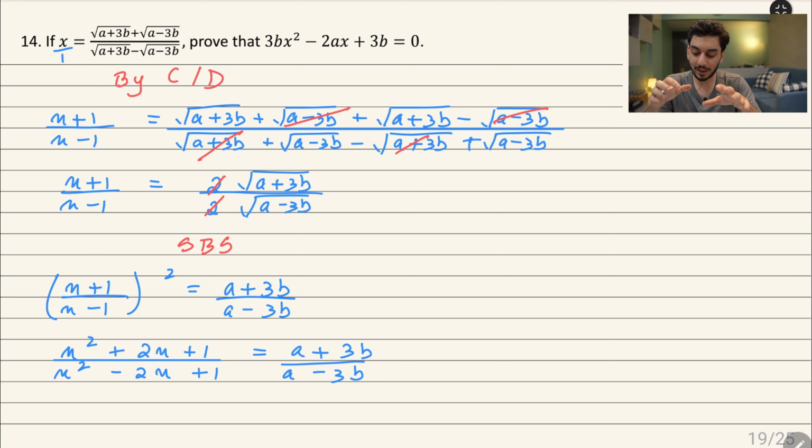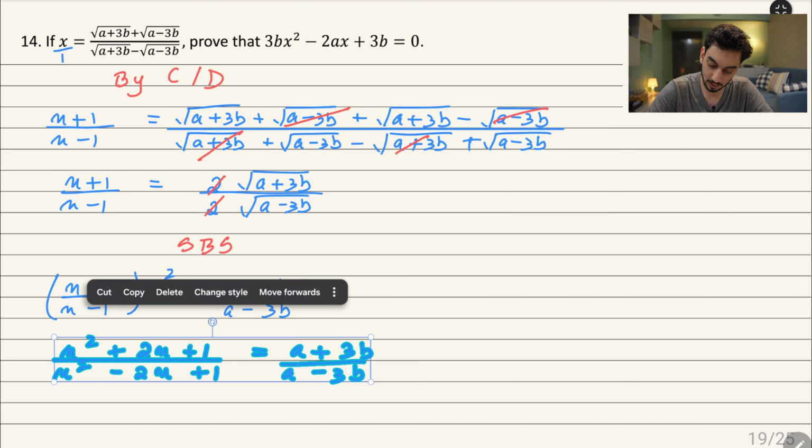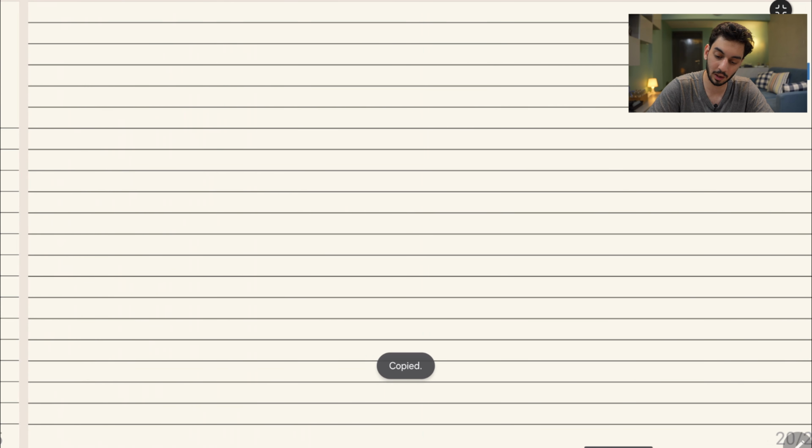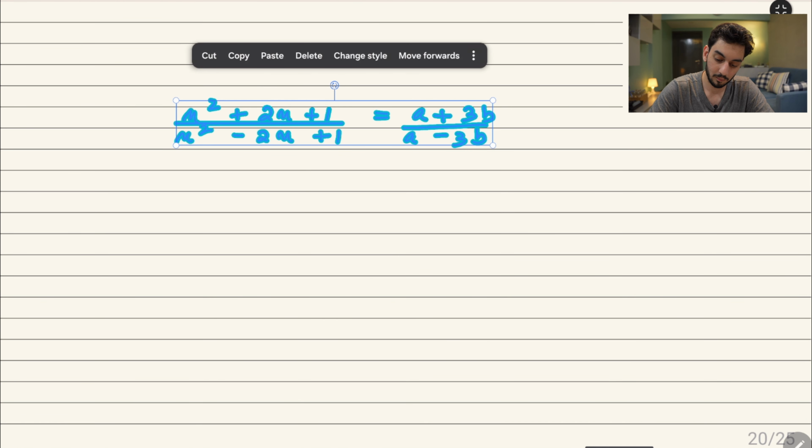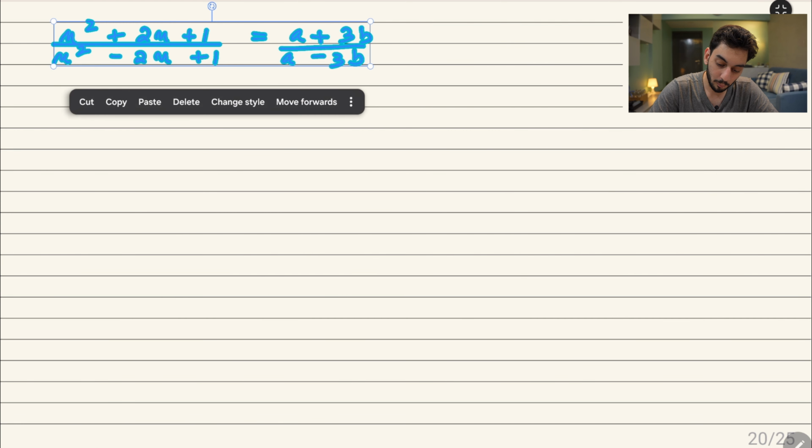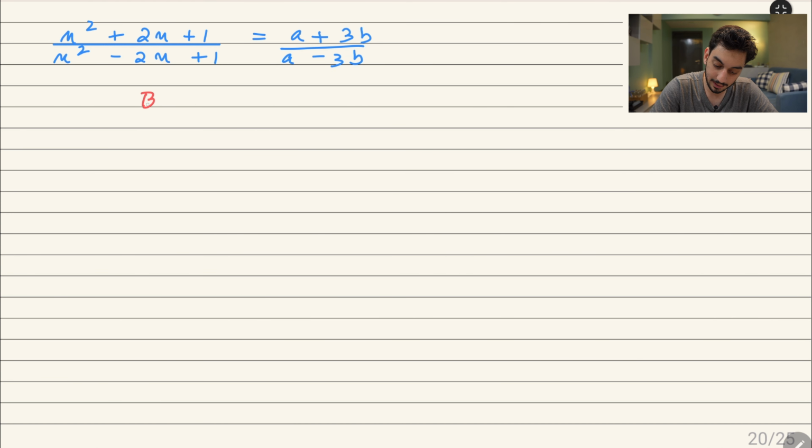Now all of these things I can just paste on the other page and I can use componendo dividendo. Let's just do that very quickly. This thing, let us copy it. Okay, there you go. I'll use componendo dividendo over here because I see similar terms.